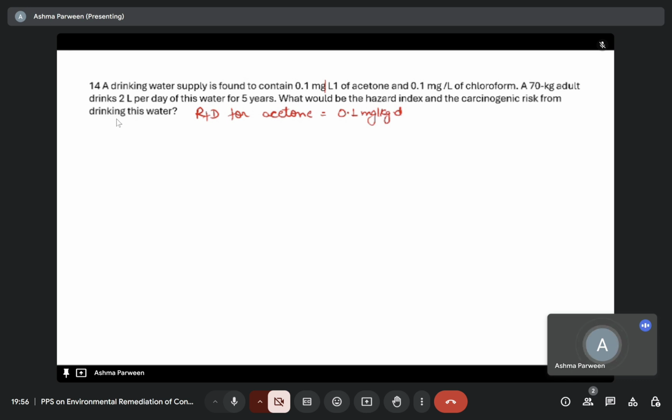So let's see how to solve this question. Also, the reference dose for chloroform is also 0.01 milligrams per kg per day. So let's first find it for acetone.